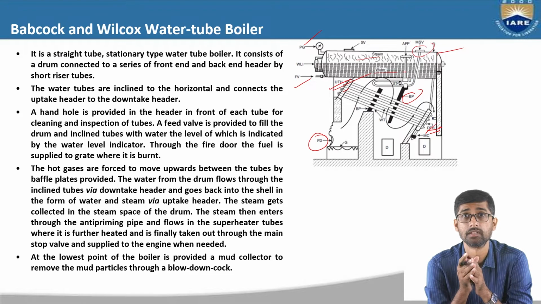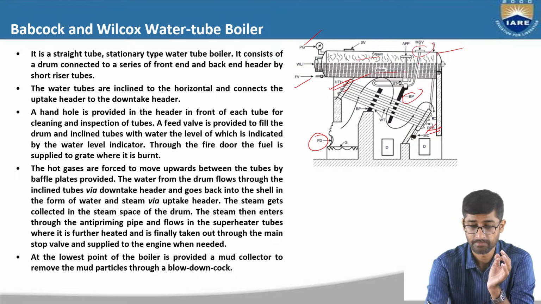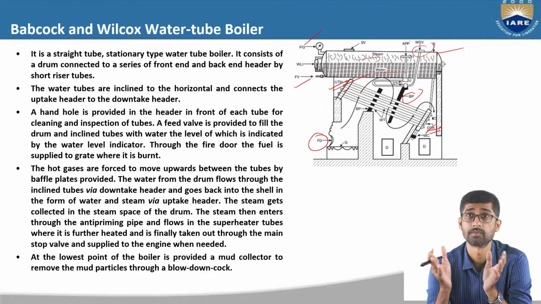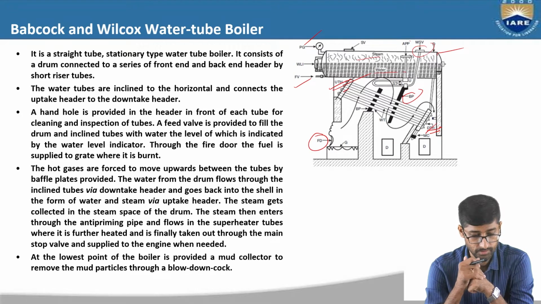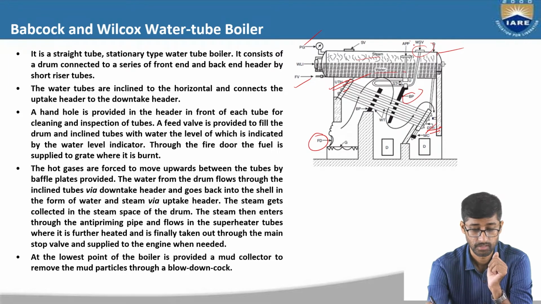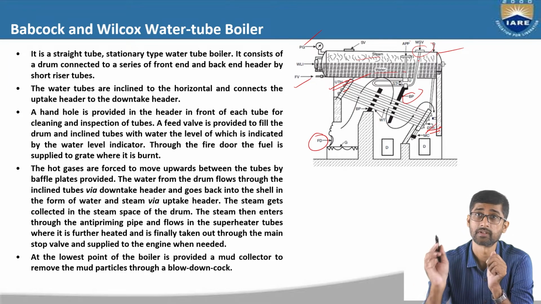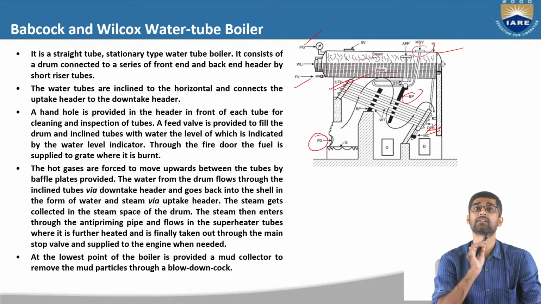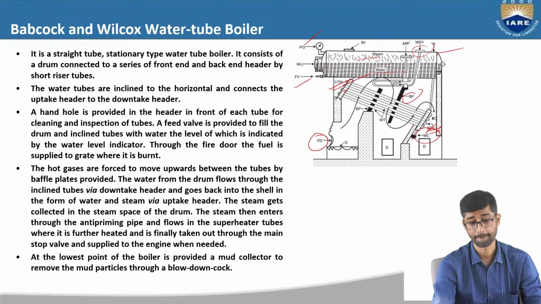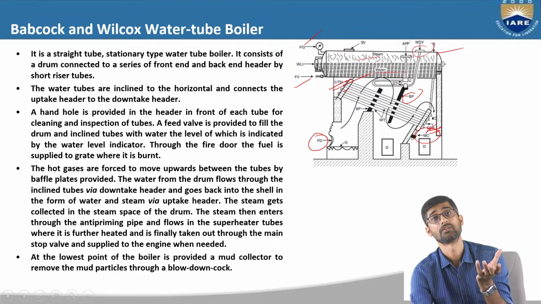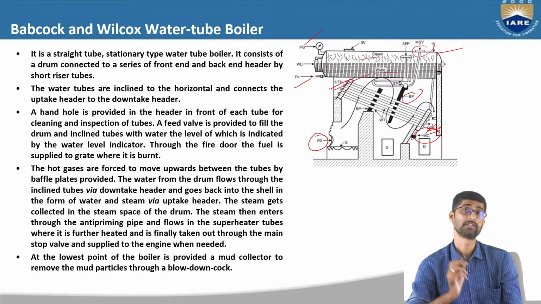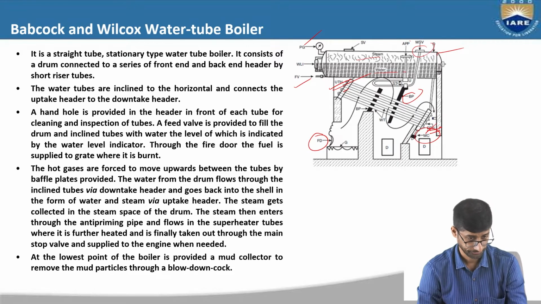The steam then enters this anti-priming pipe and flows through this superheater, where it is superheated again to reduce the moisture content of the steam, and it is further heated and is finally taken through this main stop valve, and then it's supplied to the steam turbines when it is required. And in the lower part of the boiler, a mud collector is provided to collect the mud particles after burning of fuels. So this is the working principle of Babcock and Wilcox water tube boilers.